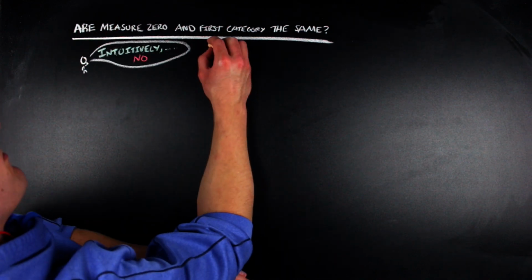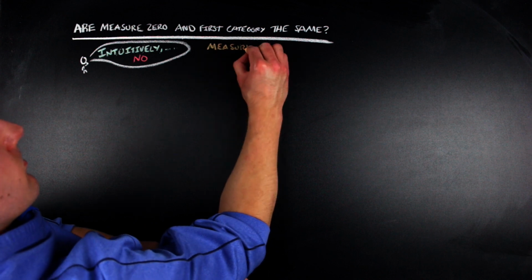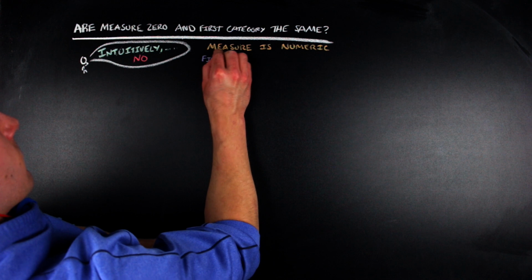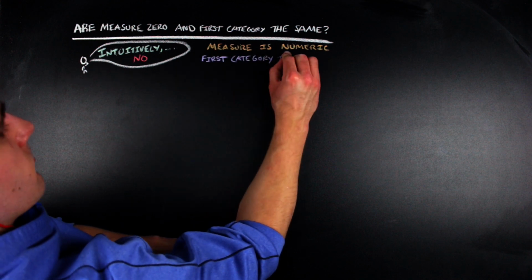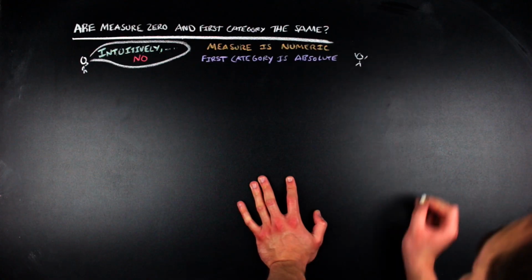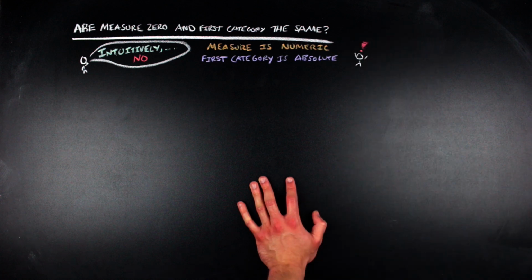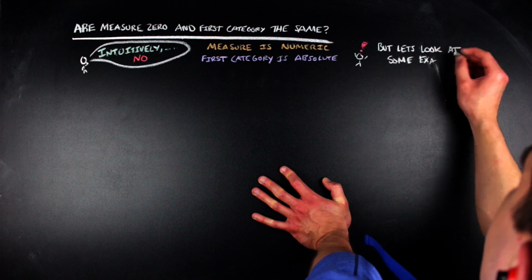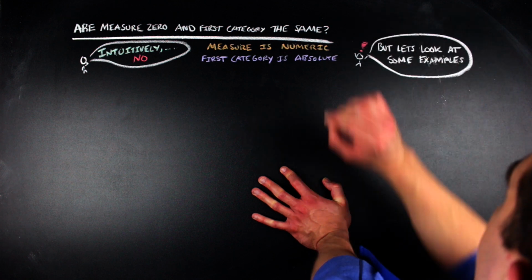And the reason for this is that measure zero is a numeric assignment of size. We're saying that something is zero big, right? And then a set of first category is an absolute assignment of size. We're taking some topological property and saying that that set has that topological thing as a property. But in this comparison, to be a little bit more clear about it, we're going to go through some examples to rigorously say that yes, being measure zero and being of first category are different things.